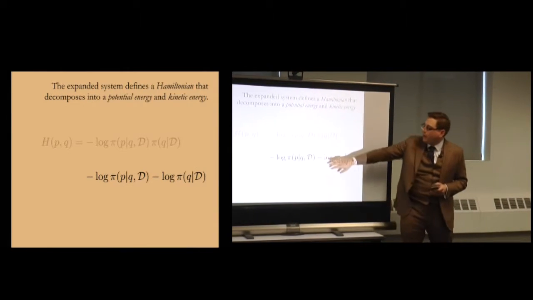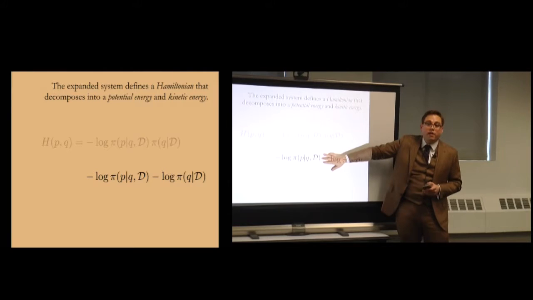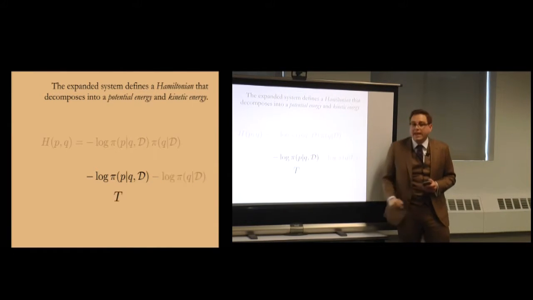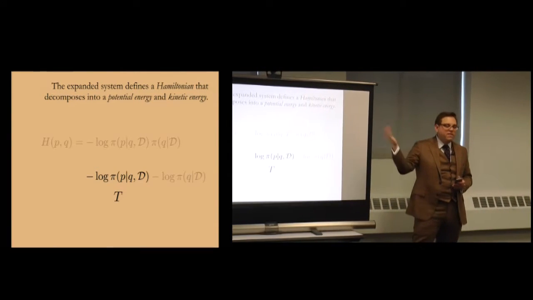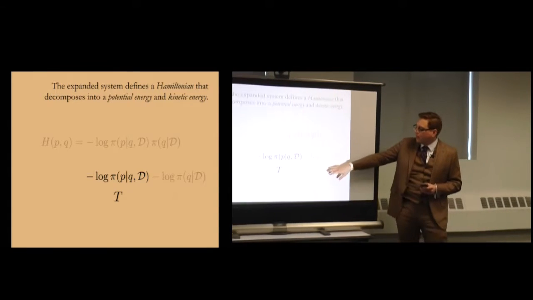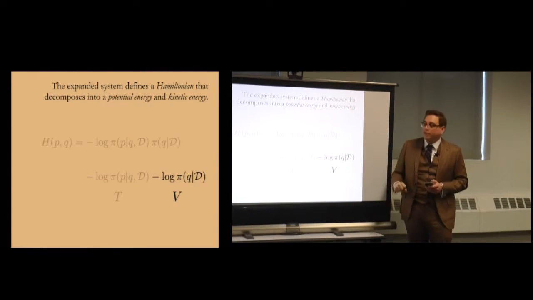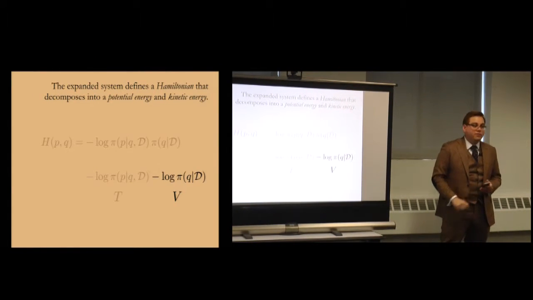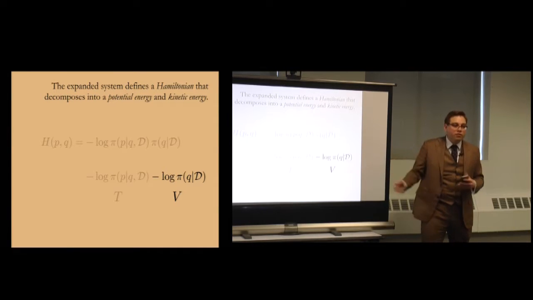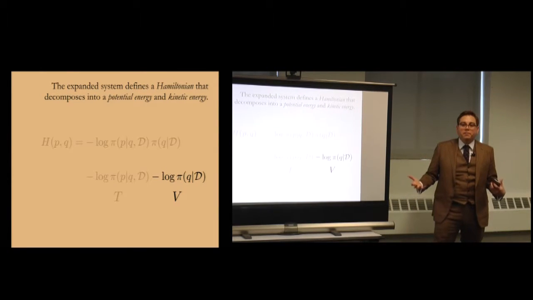We have this component here, the minus log of our conditional distribution. So we call it kinetic energy. This is just using that physics analogy for some naming. And then we have this minus log of the posterior distribution. Right? So we call it potential energy. Right? So our motion is going to be built up of these two terms.